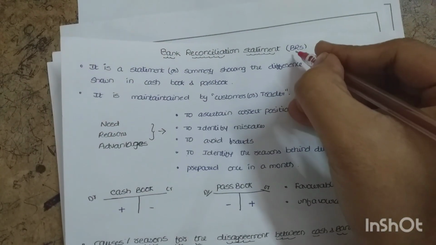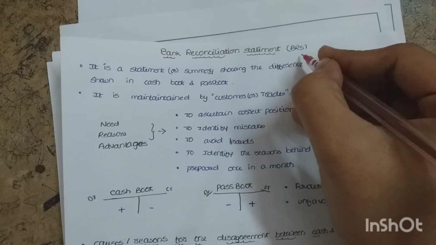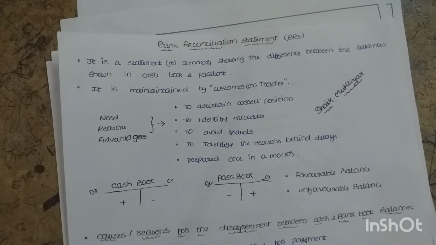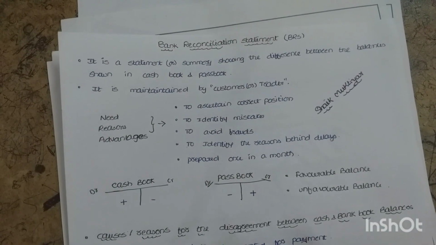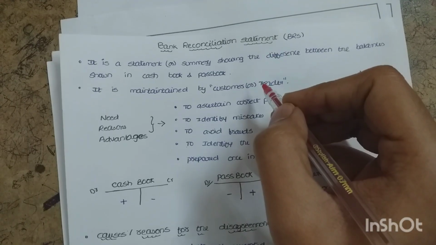Hello friends, today we are going to discuss Financial Accounting Unit 3, that is Bank Reconciliation Statement. So let us discuss the theoretical point of view, because if you know theory then only you are able to do the problem. So what is BRS? BRS stands for Bank Reconciliation Statement.